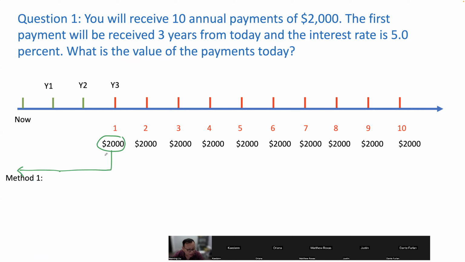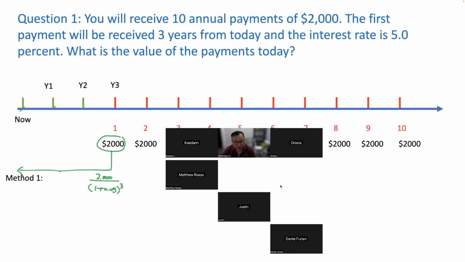So that would be, and you know that, right? It has to be discounted by 3 years. So 2,000 divided by 1 plus the interest rate, that's 0.05. And this is how many years? See, 1 year, 2 year, and 3 year, right? So I have to discount this number by 3 years. Okay, does that make sense?